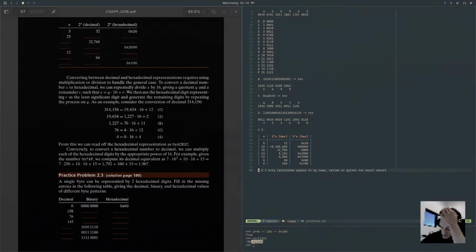So it's C2B, C4. Okay, and that reads out that way. From this, we can read off the hexadecimal representation. Conversely, to convert a hexadecimal number to decimal, we can multiply each of the hexadecimal digits by the appropriate power of 16. For example, given the number so-and-so, we compute its decimal equivalent as 7 times 16 to the power of 2 plus 10 times 16 plus 15.